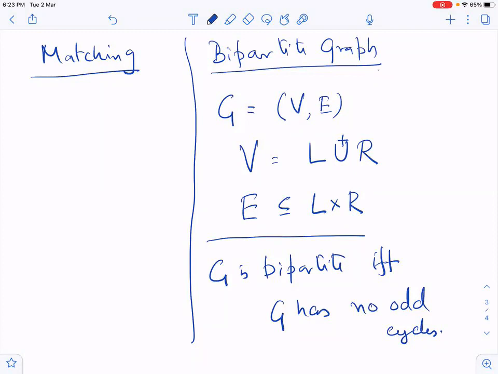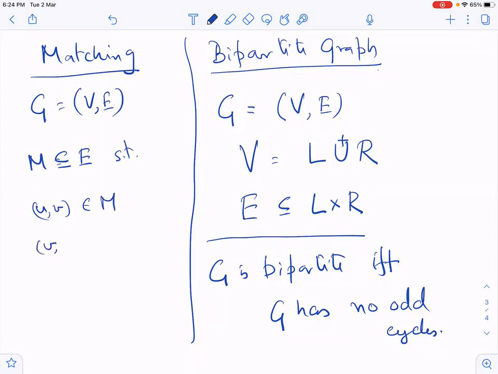Okay, good. So if I give you a graph G and a set of edges, a matching is nothing but a subset of edges such that no two edges are adjacent. Or in other words, if UV is in matching M, then VW is not in M.